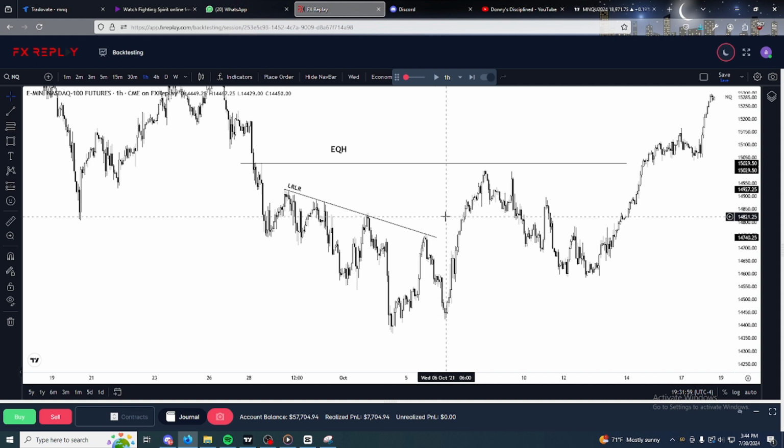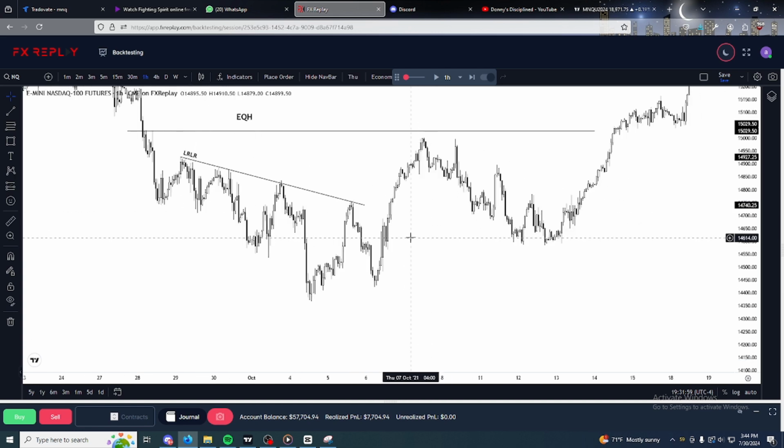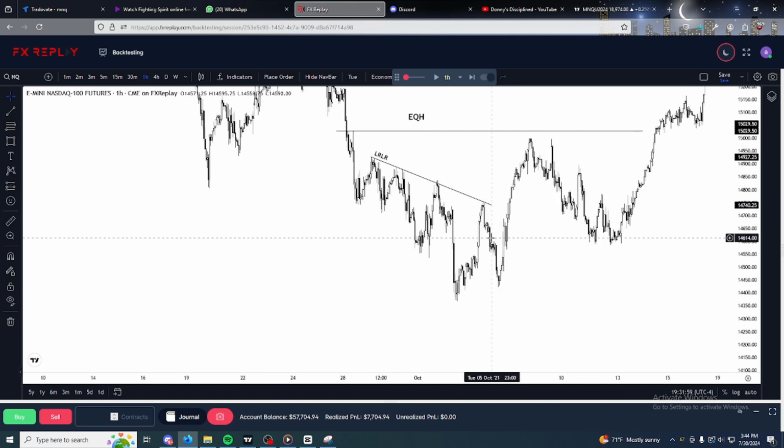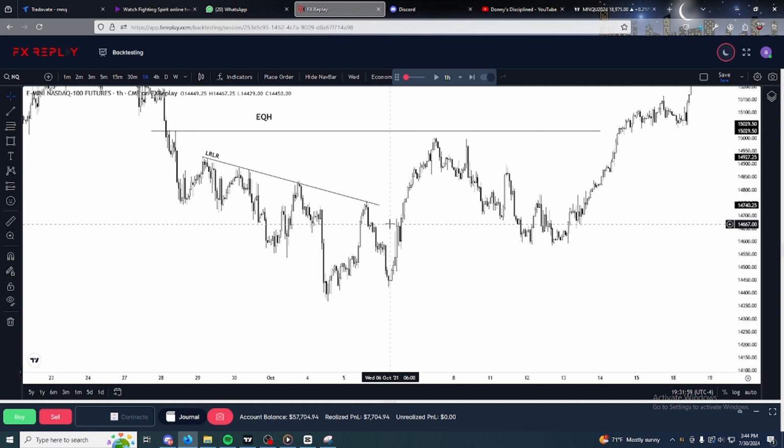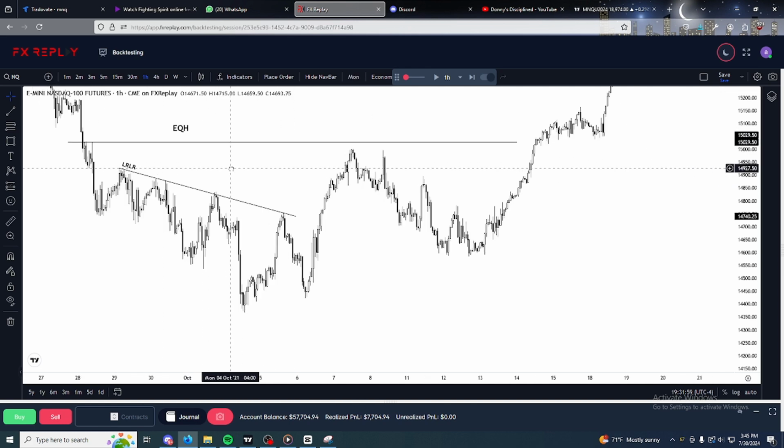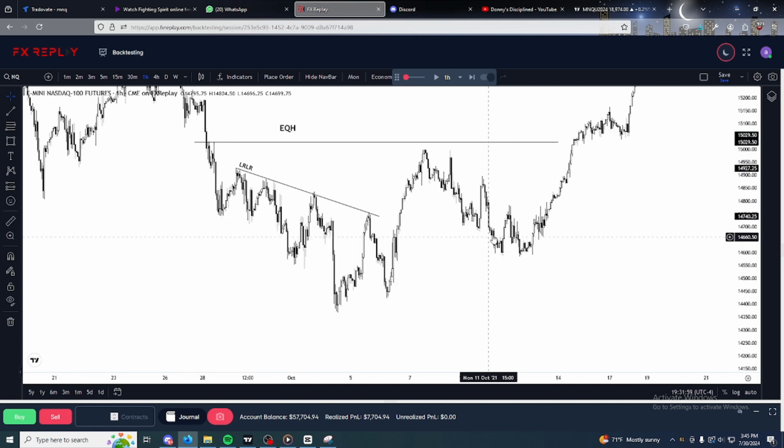So in this example right here, we can see that we had this LRLR. It looked very nice for it to be run, right? All the way down here, this is the open, 8 o'clock, and you can see that we just ripped right through it. So if I were here and I saw a textbook short with 20 confluences to go short, I still wouldn't go short because of this LRLR. It just looks so good for it to be run. We also have these equal highs above, which get run at a later date.